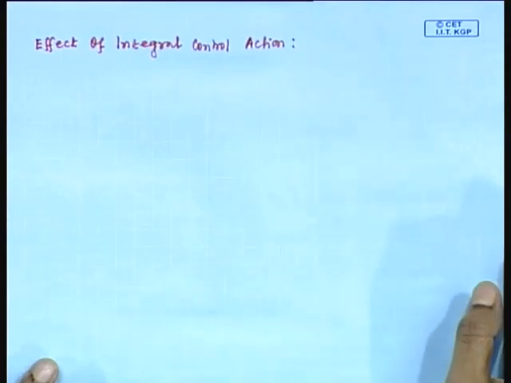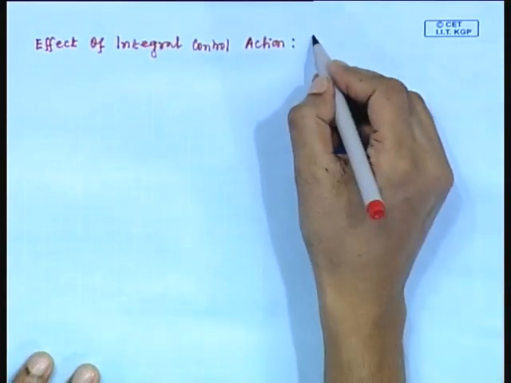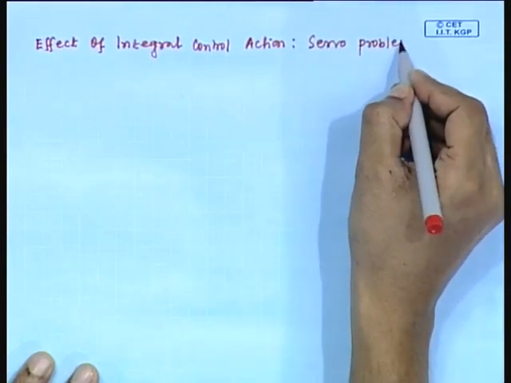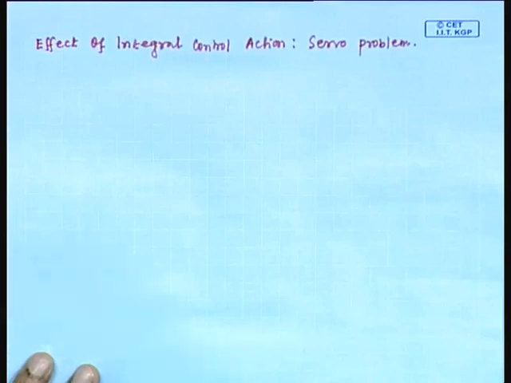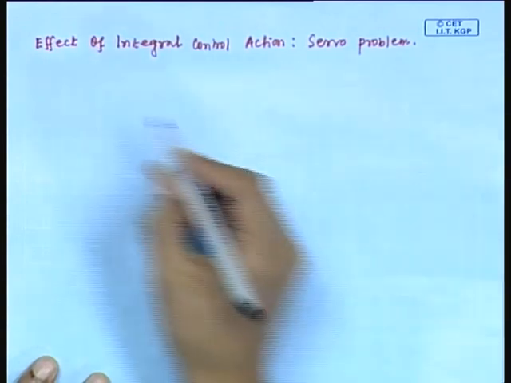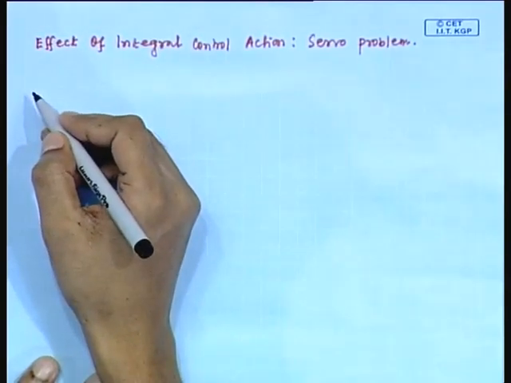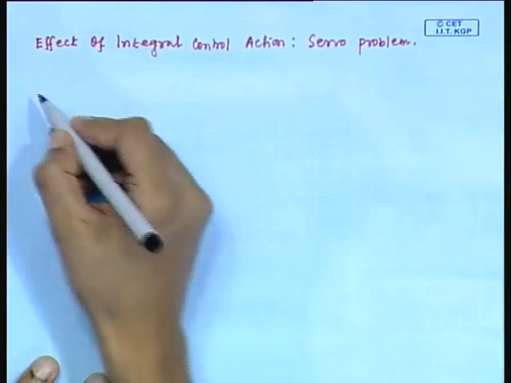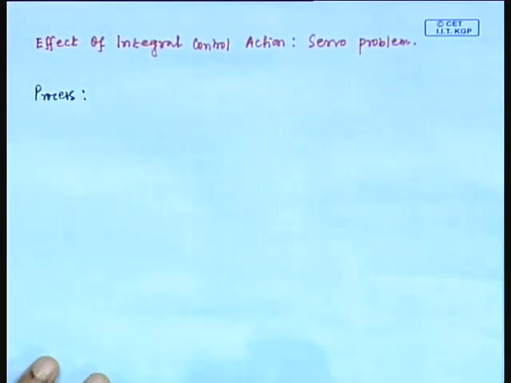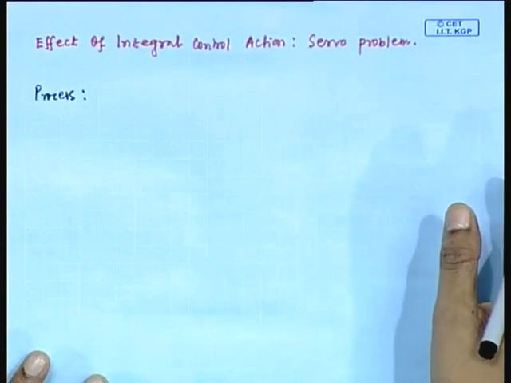We will consider servo problem only, fine. The regulatory problem is left for the students. So, we will consider different elements and their expressions first. First element is the process, and to discuss the effect of integral control action we consider first order process.